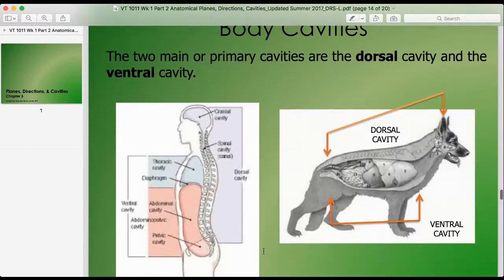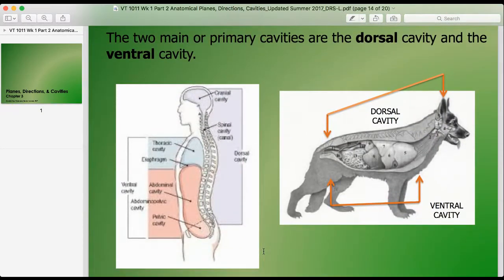When we talk about body cavities, the two main primary cavities are the dorsal cavity and the ventral cavity. If you have a stuffed animal near you, or a real animal, you may want to start putting your hand on that little critter and saying these terms to help your memorization by touch and feel, and say the dorsal cavity is right along the back end of my animal, and the ventral is underneath.